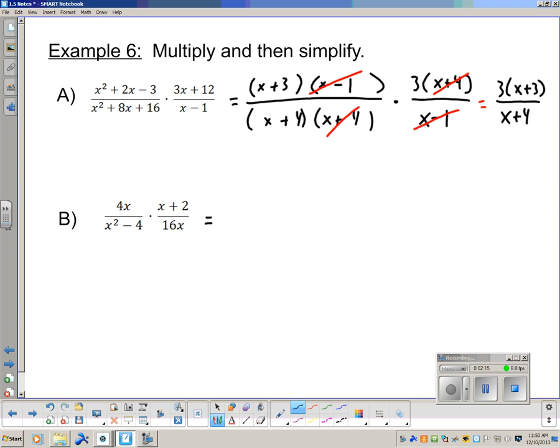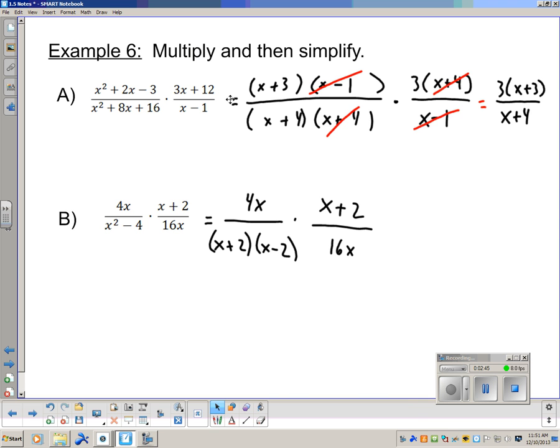Letter B here, we cannot do anything with that 4x yet, so I'm just going to leave it for now. I'm just working at factoring the x plus 2. I'm going to leave that alone for now. That x squared minus 4, we're looking at that one thinking, oh yeah, that's the difference of squares again. So the square root of x squared is x. The square root of 4 is 2. And then one's a plus, and one's a minus. And then I've got the 16x here. So now, again, we can cross out one at the top with one at the bottom. So I've got an x plus 2 term to be crossed out with the x plus 2 term.